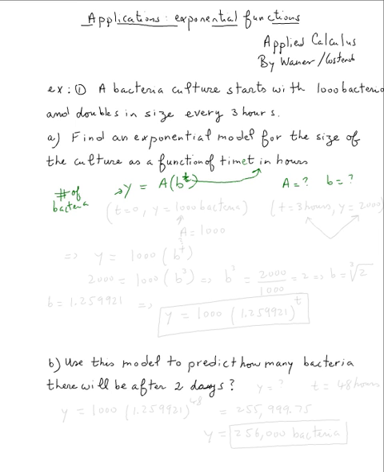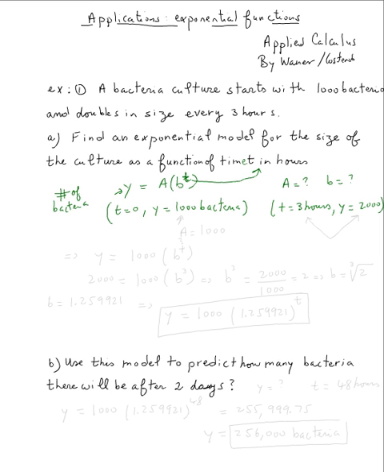So we need 2 points. Let's see if we have 2 points. A bacteria culture starts, when t is equal to 0, we had 1,000 bacteria, so y is equal to 1,000. Now, when t is equal to what? It doubles every 3 hours. So when t is 3 hours later, y will double, meaning it's equal to 2,000.